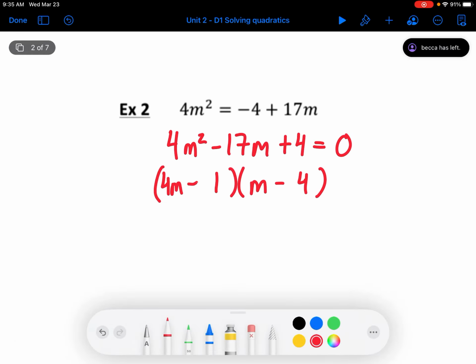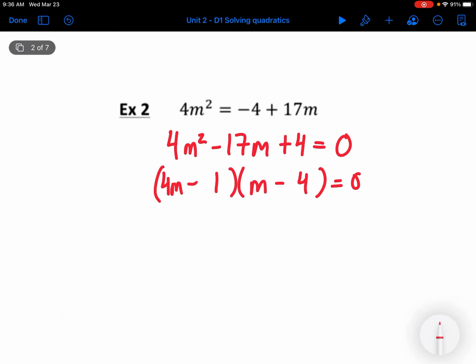Now if you wanted to check to see if you were right, we would do 4 times 4 is 16, and then add it with 1 times m, which would be 17, and that's our middle term. And because both of these are negative, we know we're correct. We'd get -17. So going through that then, we're going to have this is equal to 0, and then we're going to get m equals 1 over 4, or m equals 4.